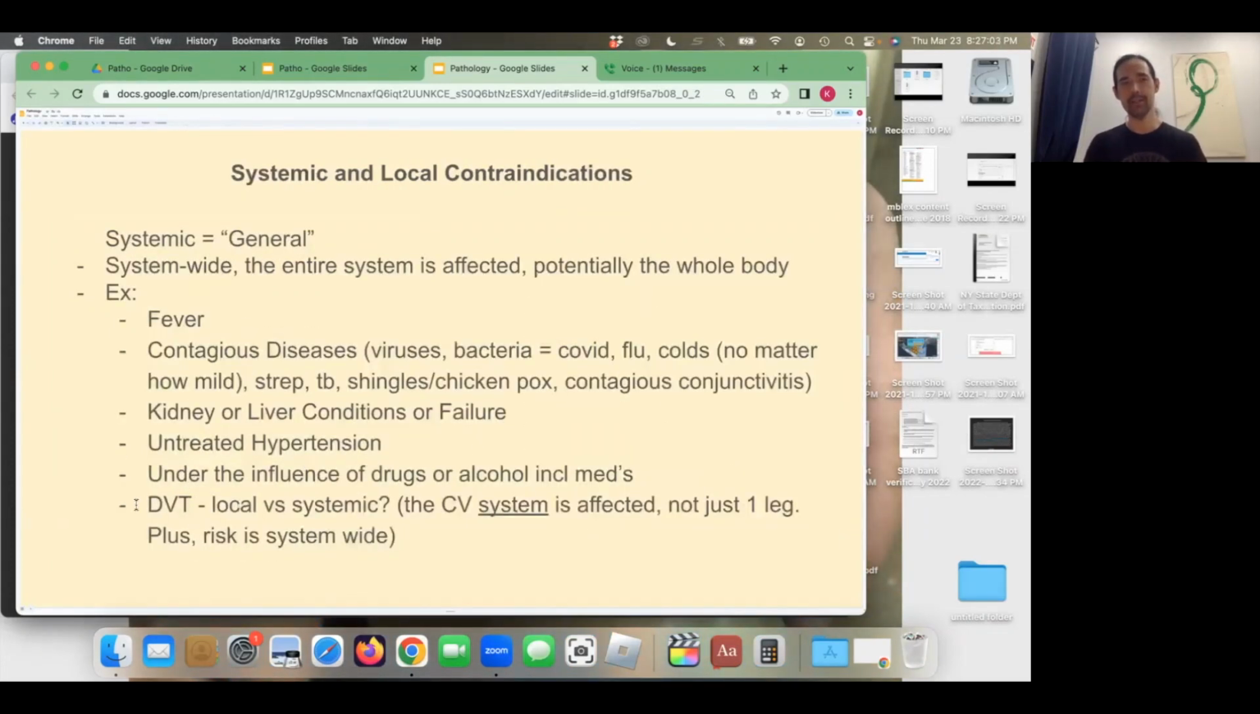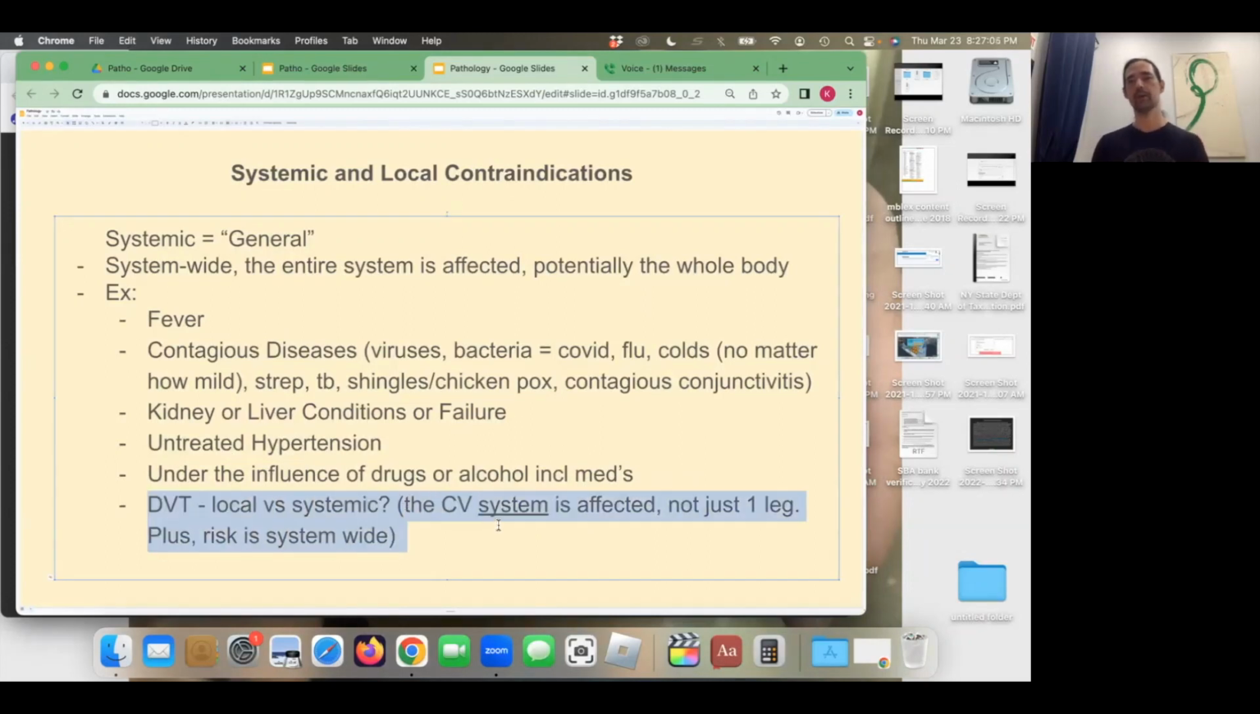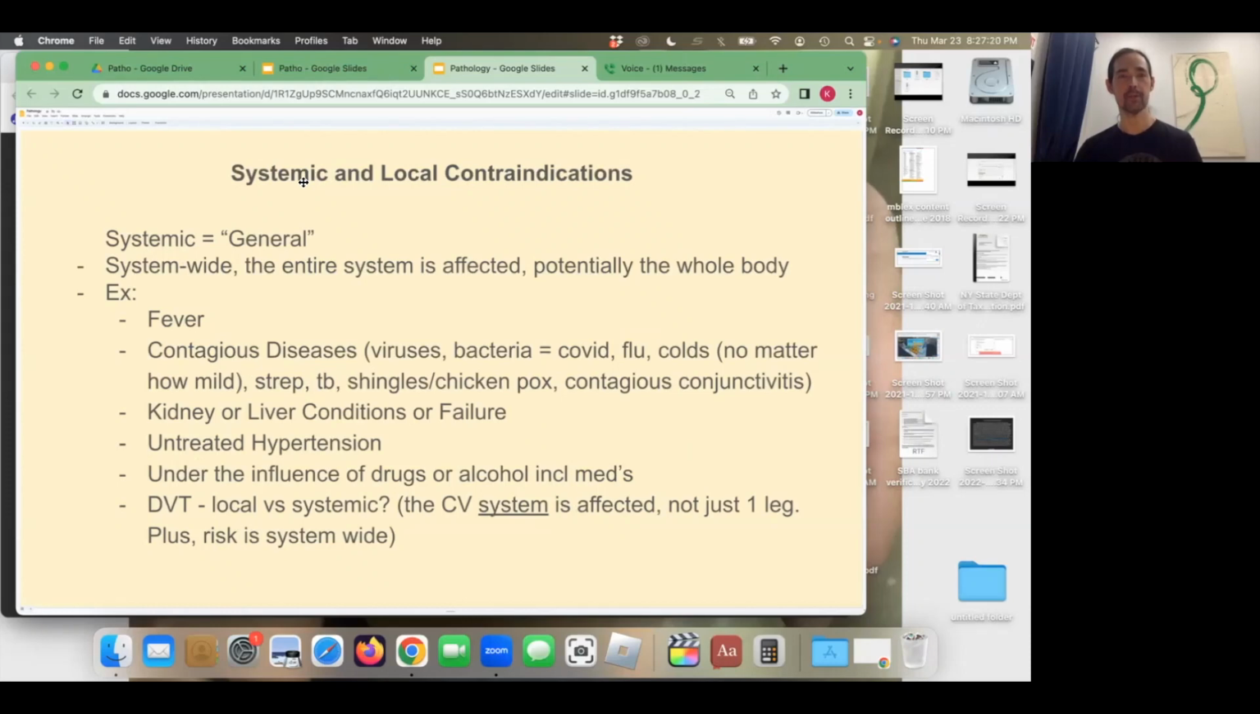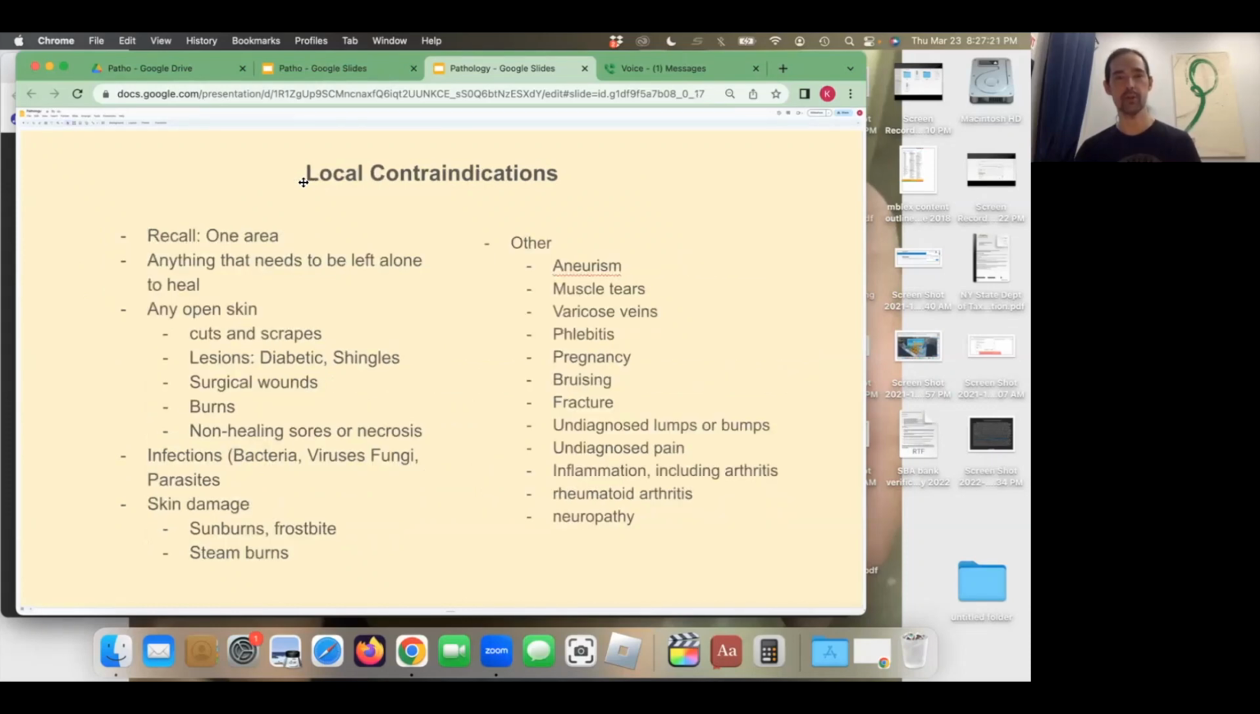All right. Deep vein thrombosis, local or systemic. The cardiovascular system is affected, not just one leg, not just one area. The risk is system-wide. We talked about that earlier. So we mentioned some of the systemic contraindications, and now we're going to go over some of the local contraindications.